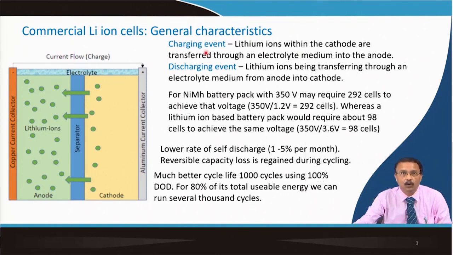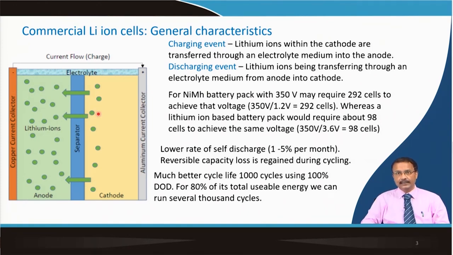So, again you can have these commercial lithium ion cells, and by this time you know what is the actual operation going on inside an individual cell. Here there is a charging event where lithium ions, which stay in the cathode or positive material, are transferred through this electrolyte soaked separator, and in most cases they are intercalated into intercalation related negative electrode materials. During the discharge event, these lithium ions transfer from the negative electrode material back to the positive electrode material.